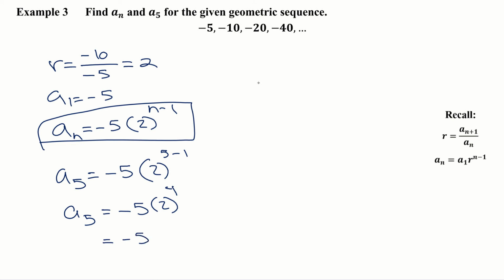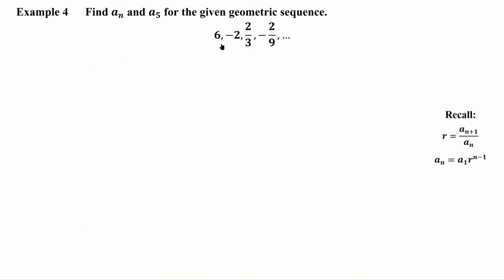So that's -5 times 16. Don't forget the order of operations, always exponents before multiplication. So we end up with a5 equals -80. All right, and that's all there is to that one.